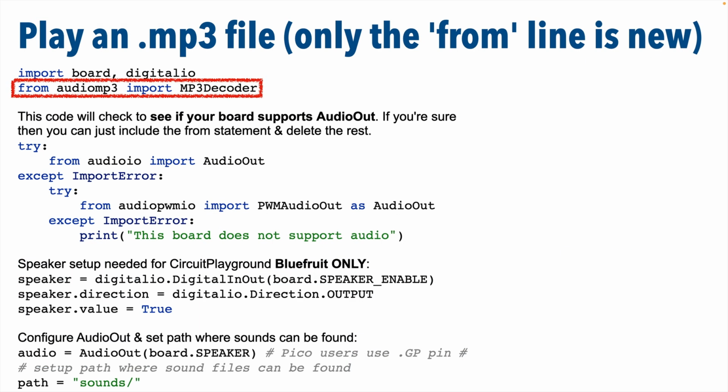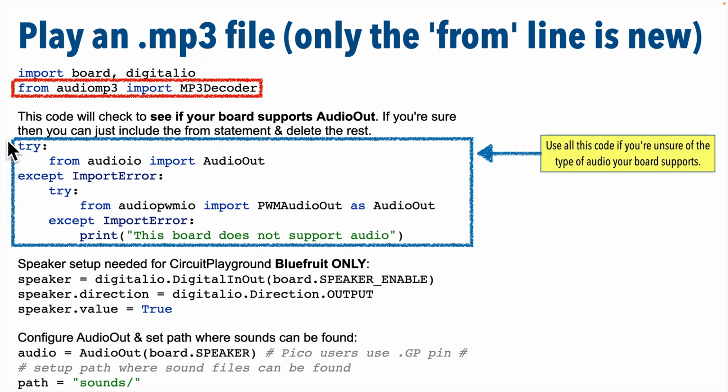Now, this first slide looks familiar. It's got the same code that we used when playing WAV files, except for the from audio MP3 import MP3Decoder line here, which is specific to playing MP3 files. Everything else is needed to set up the speaker, so we import board and digitalio as well.